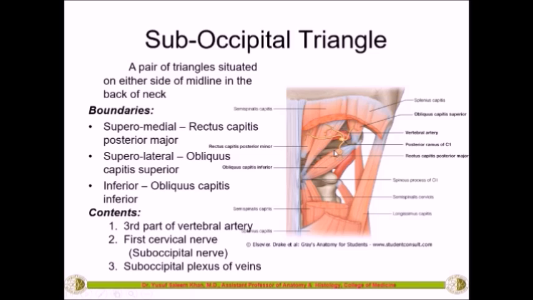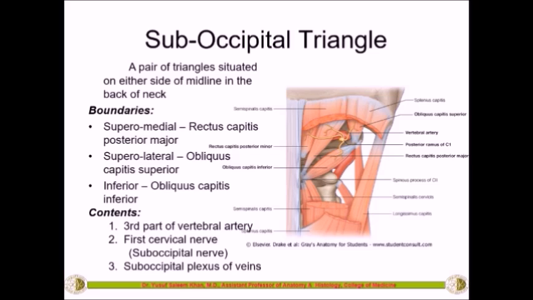These three muscles together form the triangle. Superomedially, we have the rectus capitis posterior major, superolaterally the obliquus capitis superior, and inferiorly the obliquus capitis inferior. These three together form this small triangle, called the suboccipital triangle. The major content is the third part of the vertebral artery.